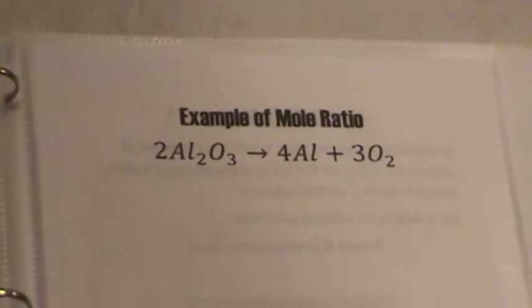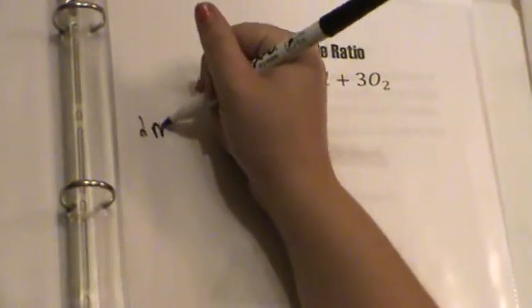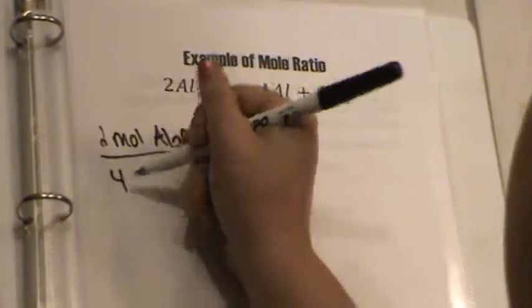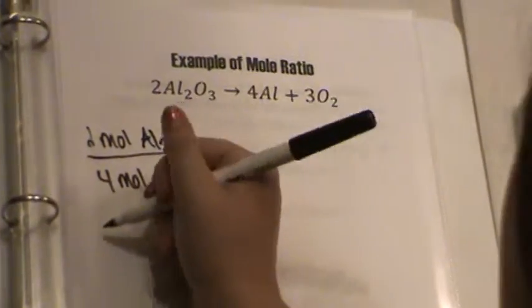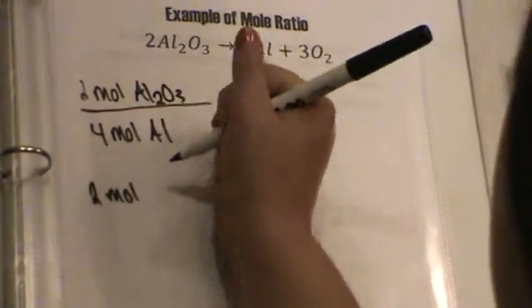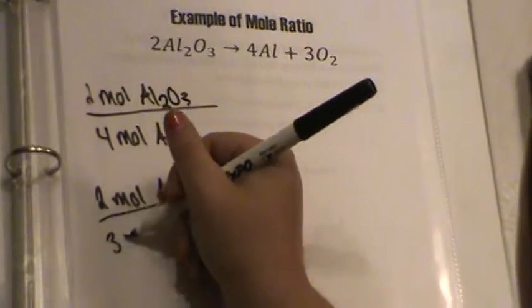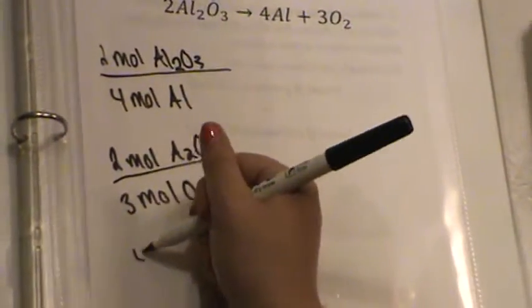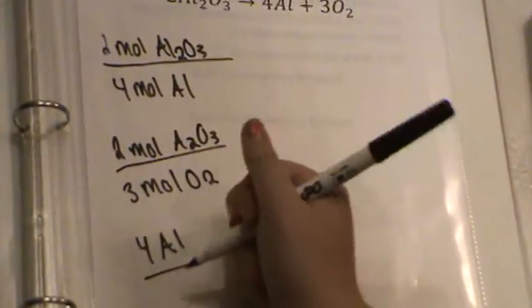An example of mole ratio. So for this equation, you have 2 moles for every 4 moles, and you have 2 moles for every 3 moles. And then you have 4 moles for every 3 moles.